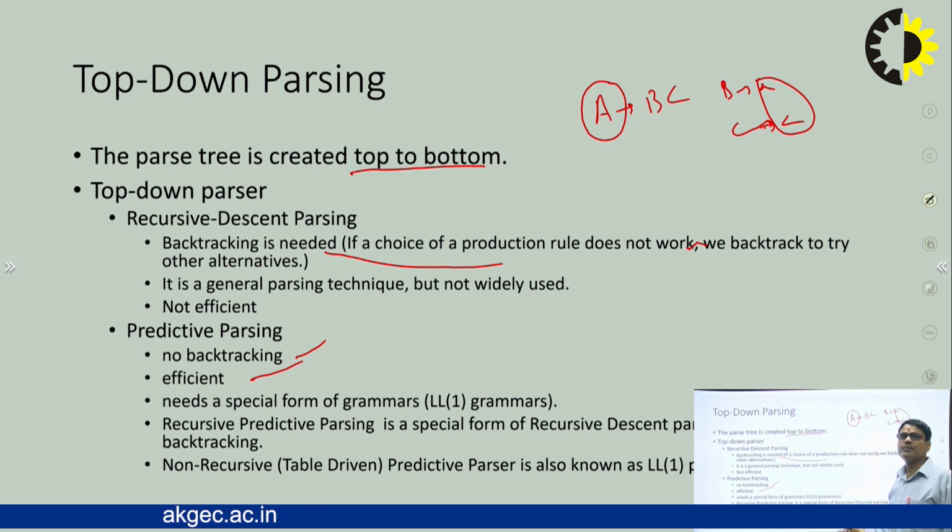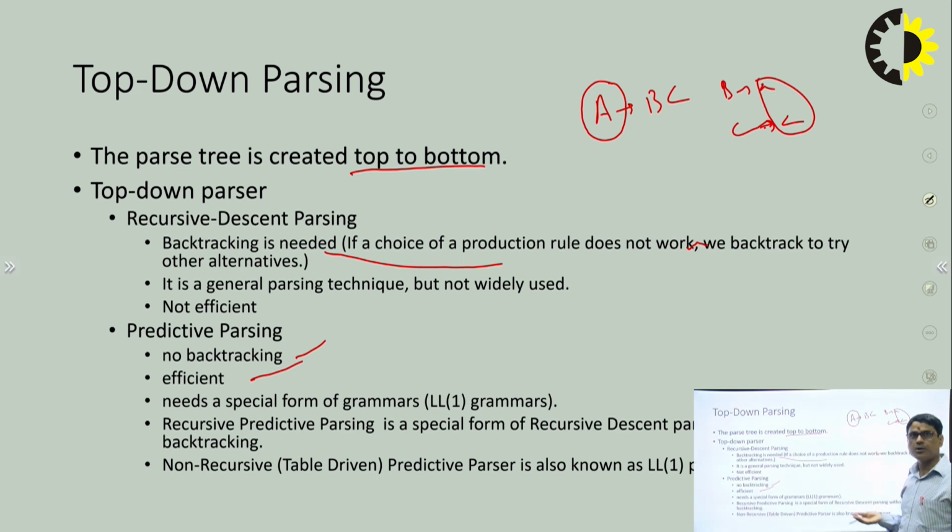Why is it efficient? Because it parses a number of grammars, except ambiguous grammars and some grammars which have anomalies. It needs a special form of grammar. Whatever grammar is parsed through predictive parsing is called an LL1 grammar. So LL1 grammars are those grammars which are parsed through predictive parsing.